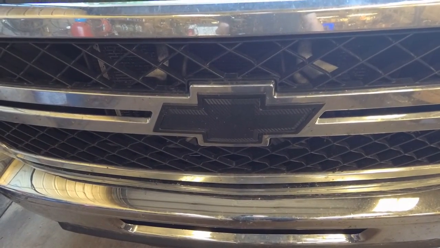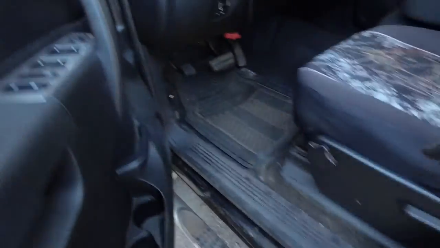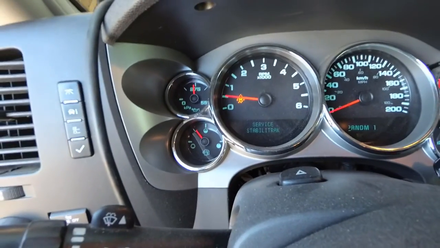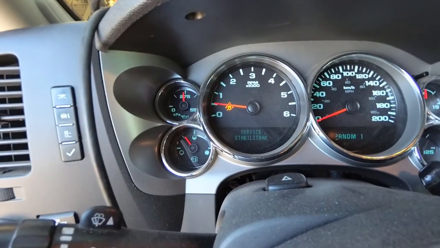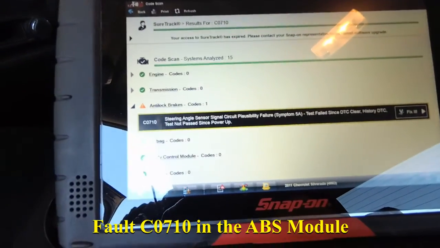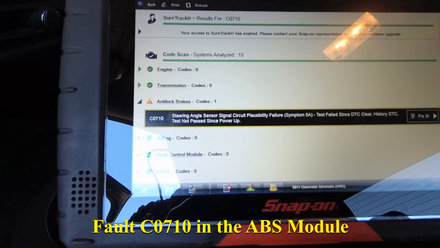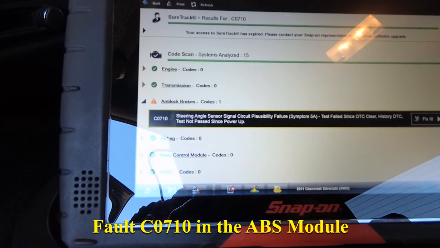2011 Chevy Silverado K, a 3/4 ton four-wheel drive. It's here for Service Stabilitrac, a message on the dash. Scanned it. We've got a fault code C0710, steering angle signal circuit plausibility failure.